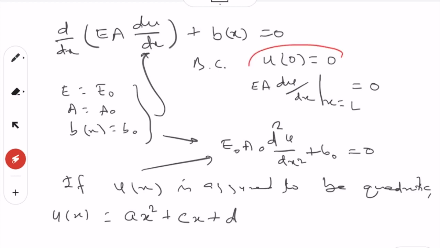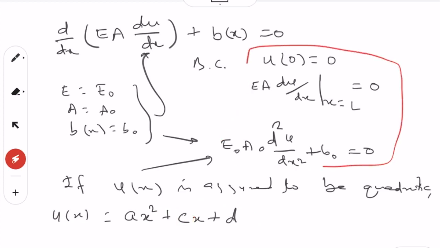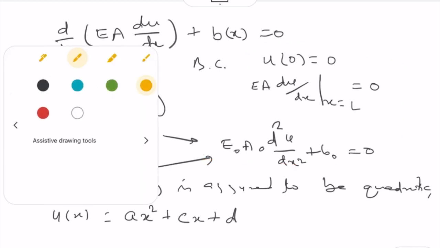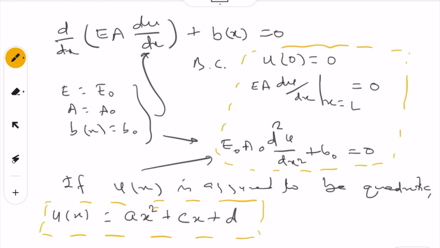Then you have the boundary condition. You can apply x equal to 0 here, and you automatically find d equal to 0. Then you can also apply this other boundary condition and find the value of c. So basically there are 3 equations here, and we have a, c, d as 3 unknowns, hence you can exactly find the solution. It is very easy to do.